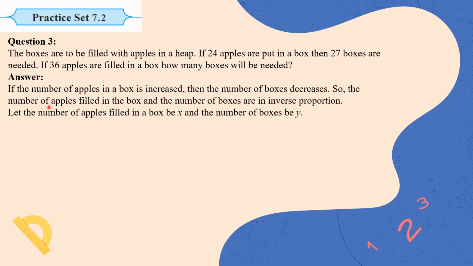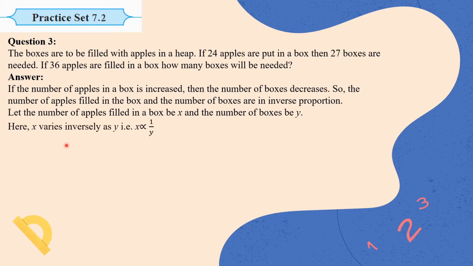If the number of apples in the box is increased, then the number of boxes will decrease. So if the number of apples in one box is increased, we will require fewer boxes to pack the apples. So the number of boxes decreases. So the number of apples filled in the box and the number of boxes will be in inverse proportion. Now, we'll let the number of apples filled in the box be denoted as a variable X and the number of boxes be Y.